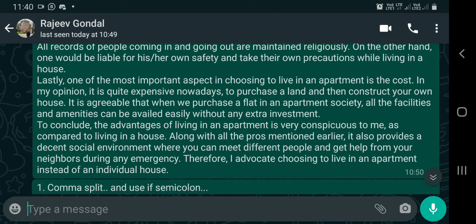Along with all the pros mentioned earlier, it also provides a decent social environment, where we can make it very direct and simple. To conclude, given that a society or an apartment provides better advantages in terms of security, amenities, and cost, I prefer living in an apartment over living in a house. Make it very simple, direct, and punchy.